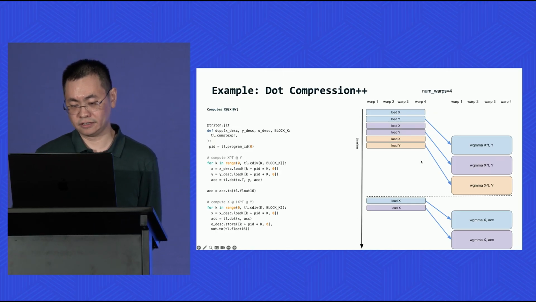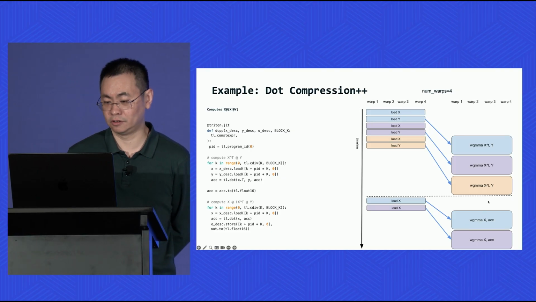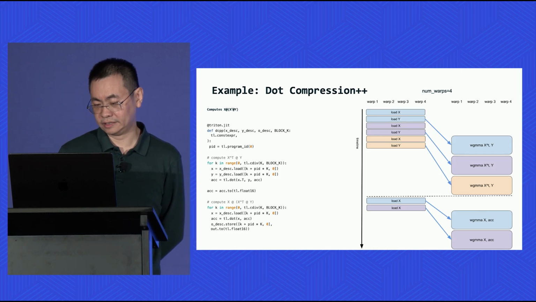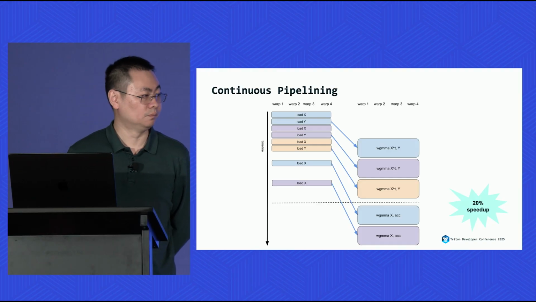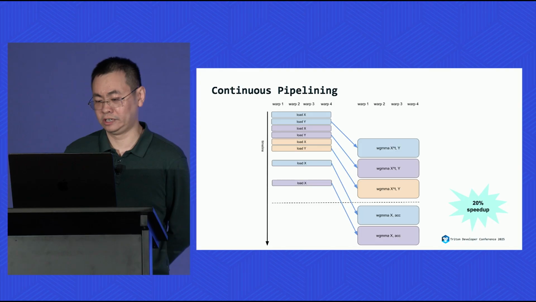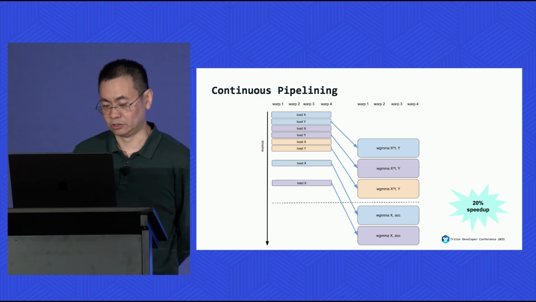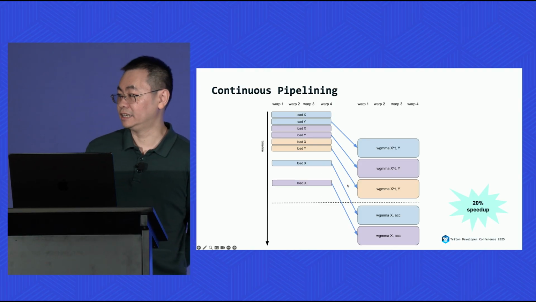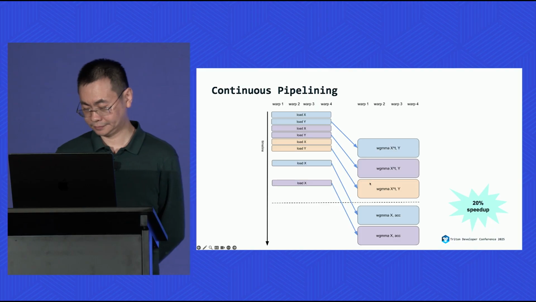But what we can see here is that there's still a gap between the two pipelines because the loops are independent. The compiler cannot fuse them together, or it doesn't know how to do that right now. So we see an opportunity here. We can push it further by prefetching the data of the second loop into the first loop. In this way, the tensor cores are fully busy, there will be no bubbles, and the load pipeline is also busy. This is what we call continuous pipelining. In this case, it gives about a 20% speedup.